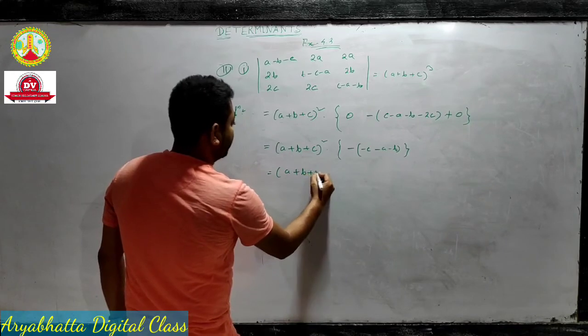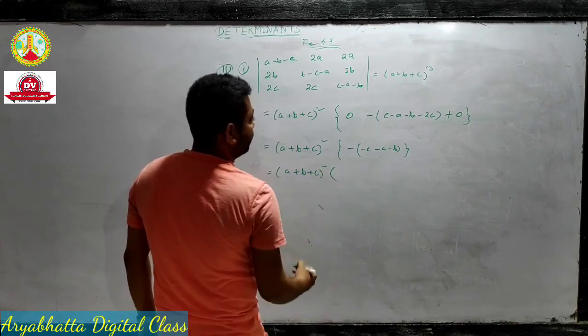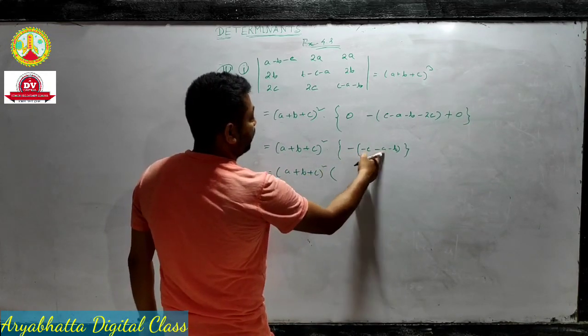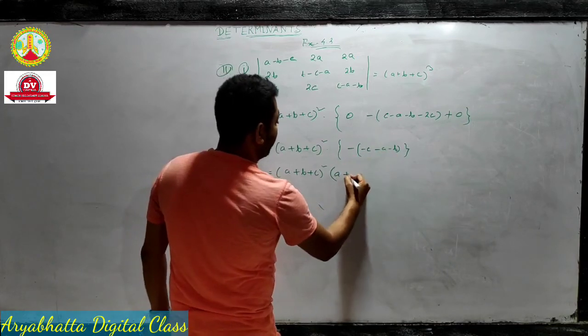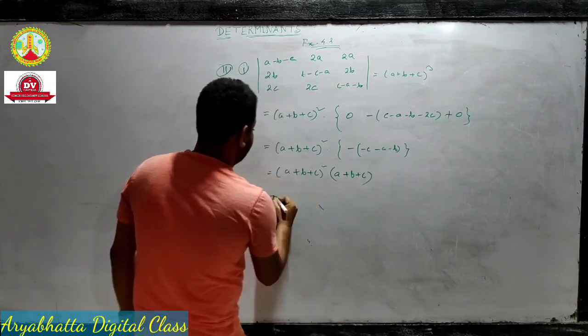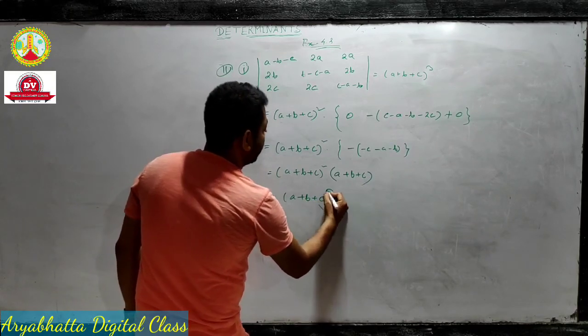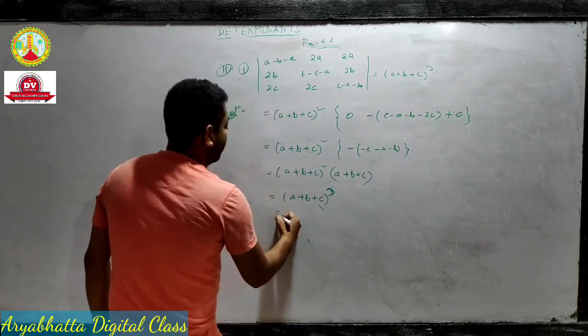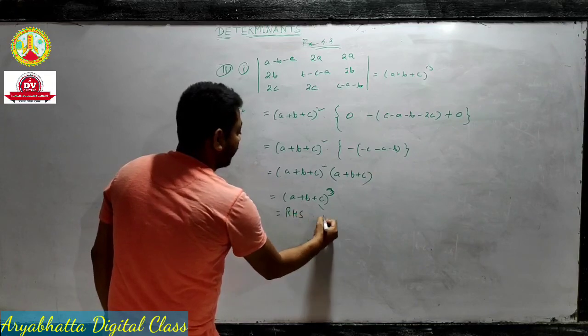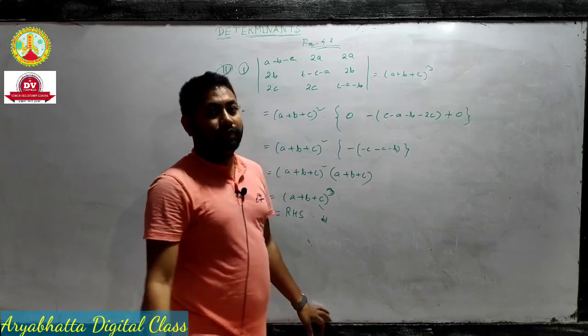Which equals (a + b + c)² into (a + b + c), and this equals (a + b + c)³, equal to the right hand side. Hence proved. Thank you.